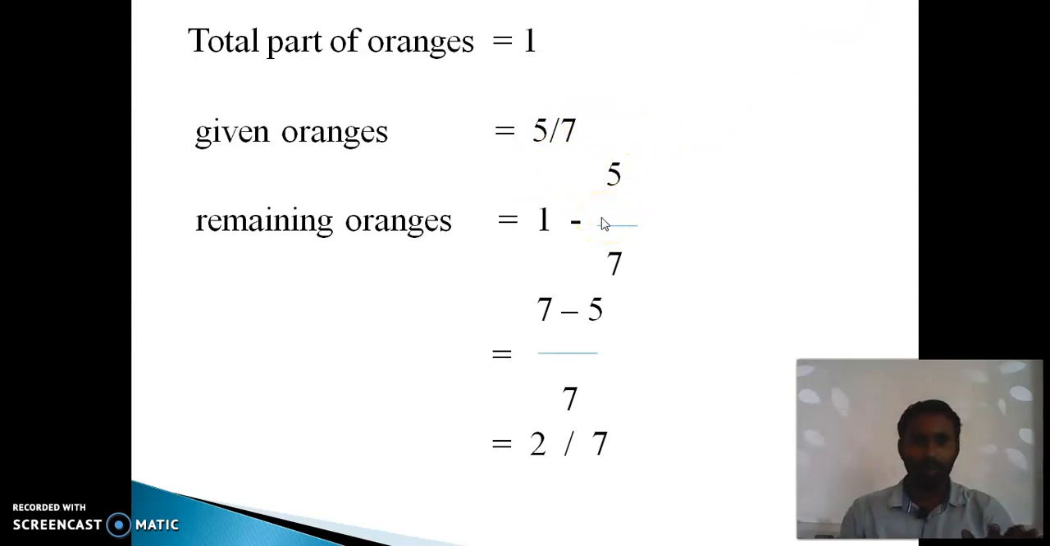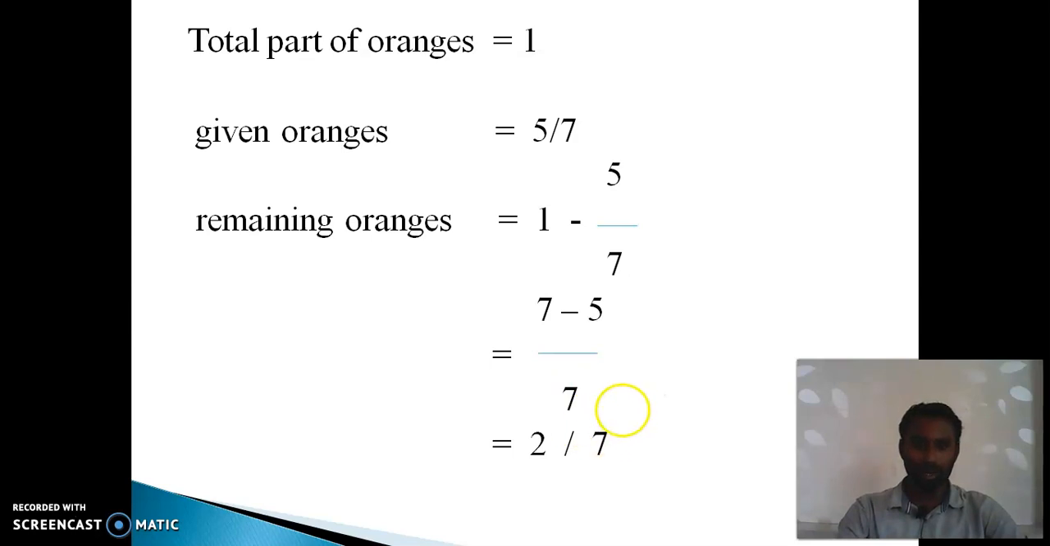Because initially it is 1, then if we give some oranges to Javed, we have to subtract the given part from the whole, the complete part. So the complete part is 1, the given part is 5 by 7. So 7 into 1, 7, 7 minus 5, which is equal to 2, right? 7 into 1, we have to multiply first, and then subtract 7 minus 5, divided by 7. 7 minus 5 is equal to 2. So 2 divided by 7. So 2 by 7th will be remaining.